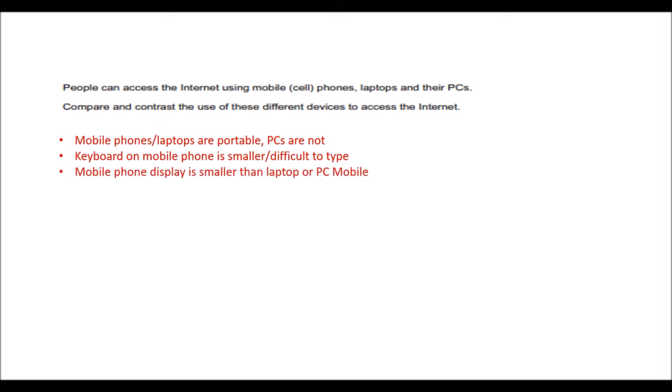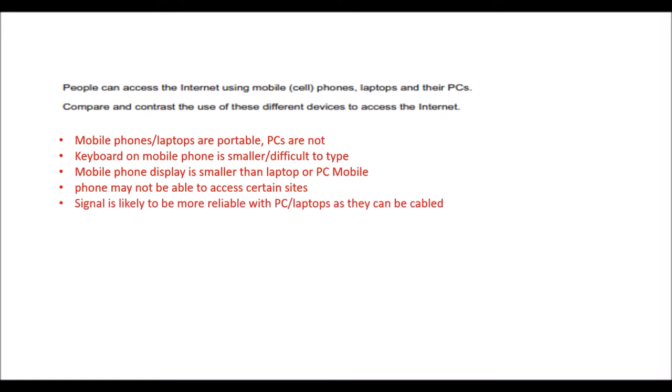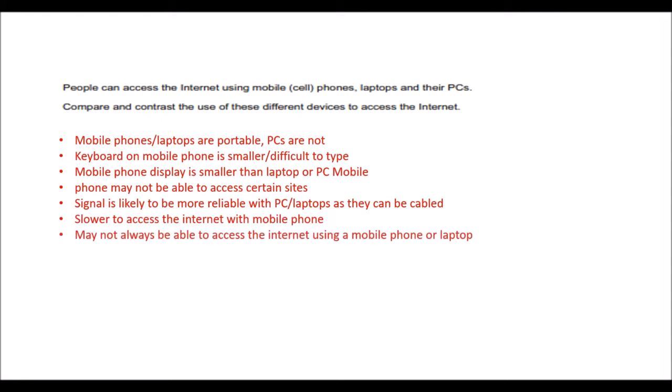Mobile phone display is smaller than laptop or PC. Because of that, it might not show all the pictures or videos you are watching or whatsoever. Then a phone may not be able to access certain websites. Yes. Then signal is likely to be more reliable with a PC because it's actually using cable. Then slower to access the internet with a mobile phone. Then may not always be able to access the internet using a mobile phone or laptop.